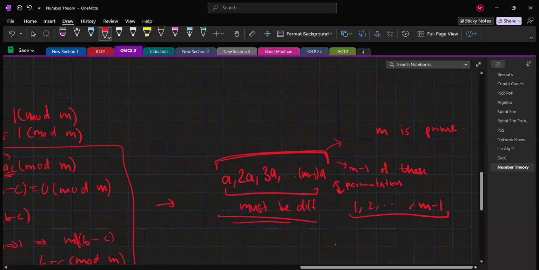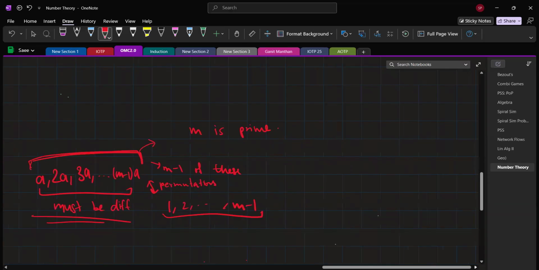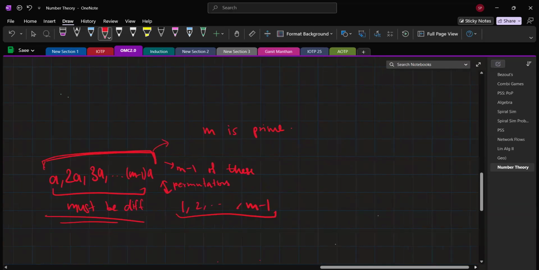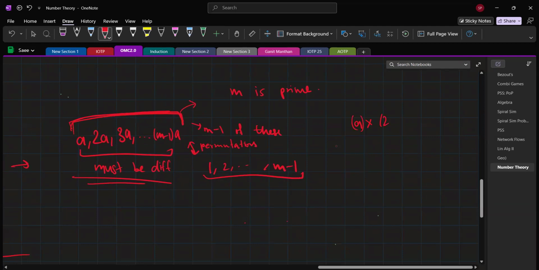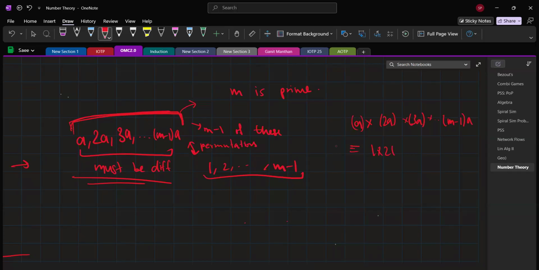Okay. Now we do a very, very cool thing, which I like, but once you've seen enough things like that, it doesn't feel like magic. What we do is multiply all these numbers. You multiply A times 2A times 3A, all the way up till m minus 1 times A. And we know that this has to be exactly equal to 1 times 2 times 3 times all the way up till m minus 1, right? So what do we conclude from here?